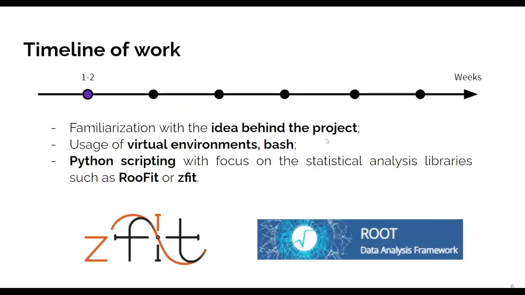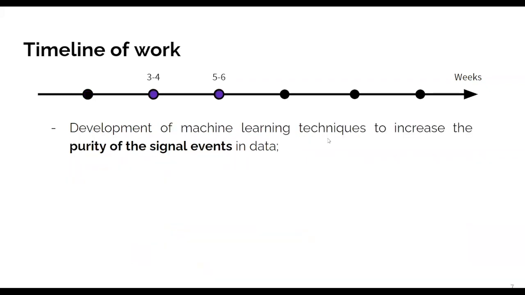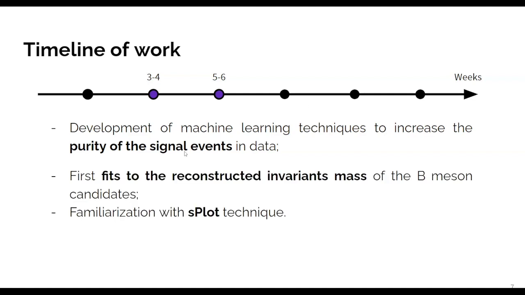So what is the timeline of work? I started a week and a half ago, so currently we're in the first stage. What is happening is the formalization of the idea behind the project, the usage of virtual environments in Bash, and Python scripting with a focus on some statistical analysis libraries such as Zfit and Uproot. After that, we're going to develop some machine learning techniques to increase the purity of the signal events in data, and a first fit to the reconstructed invariant mass of the B candidates and the familiarization with sPlot techniques.